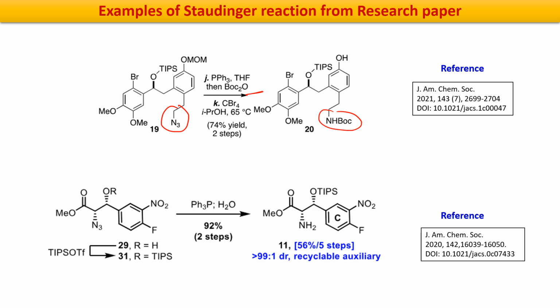Then one more example, that is also from JACS. Both are from JACS. And here we have an N3 group, and this N3 group is converted to NH2. Here this part is protected. So when R is equal to H, that means it is OH, then it is 29, then it is converted, that is, it is protected, and then the reaction is done with PPh3, H2O. So here water is used, so we are getting a primary amine.